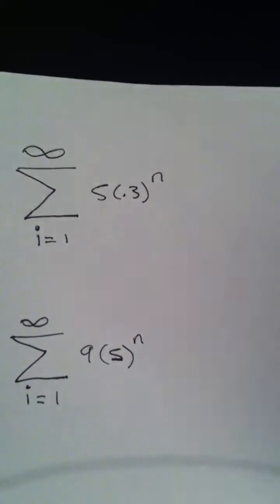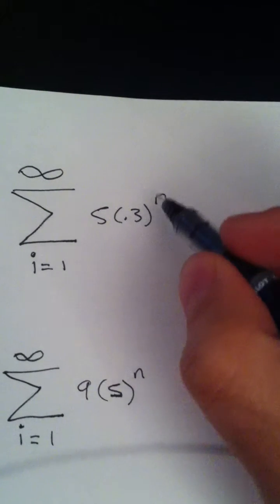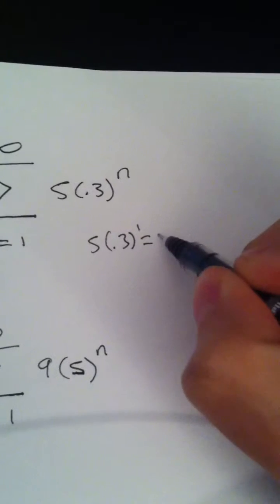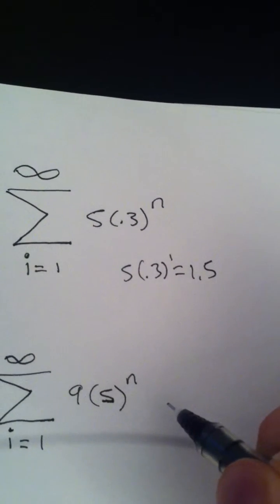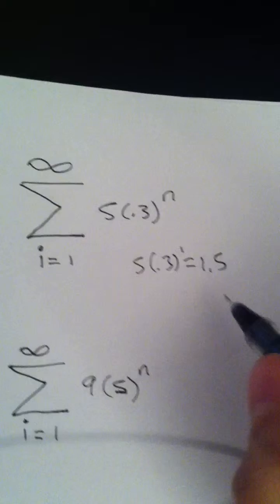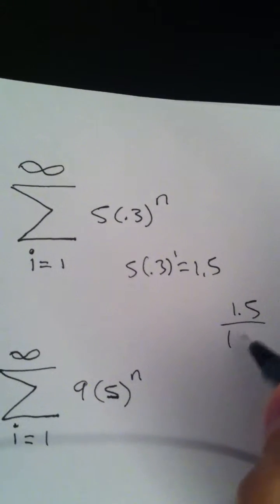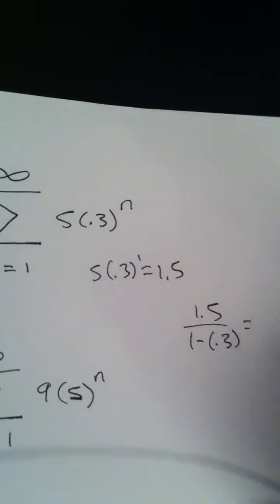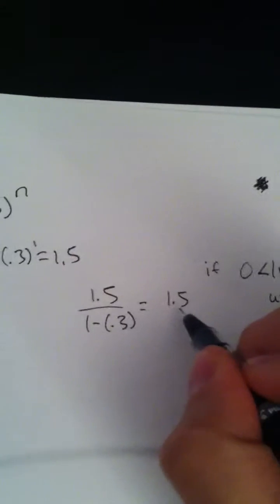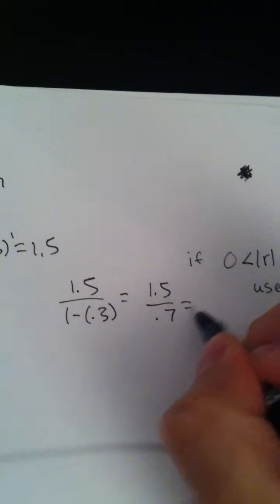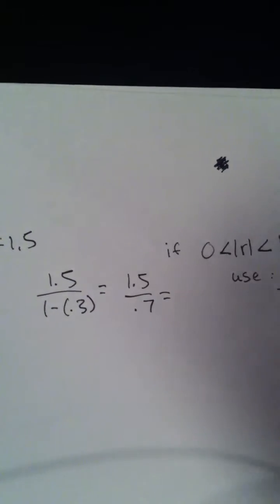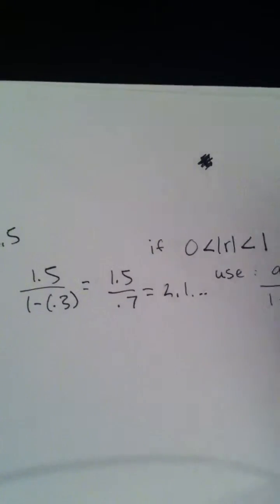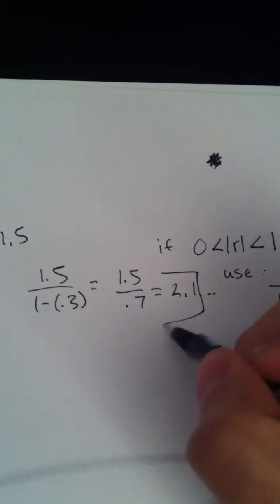Okay, so we'll take a look at it. We'll find a1 by plugging in 1 for n, so it's 5 times 0.3 to the first power, which gives us 1.5. Now we want to put 1.5 over 1 minus 0.3, because that's our r value. That comes out to 1.5 over 0.7, and the sum of the series comes out to something like 2.1 and then kind of trails off into the distance. So we'll just say 2.1.